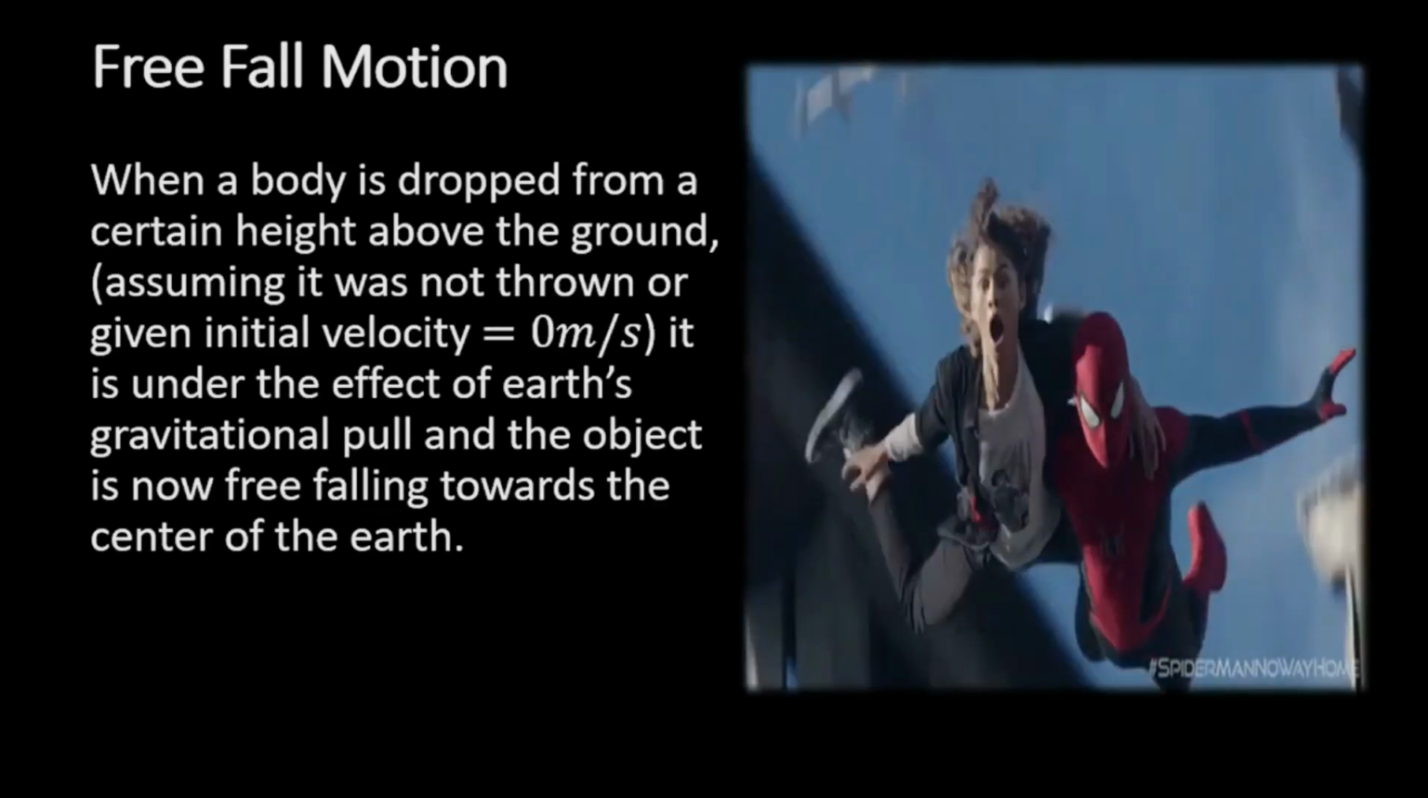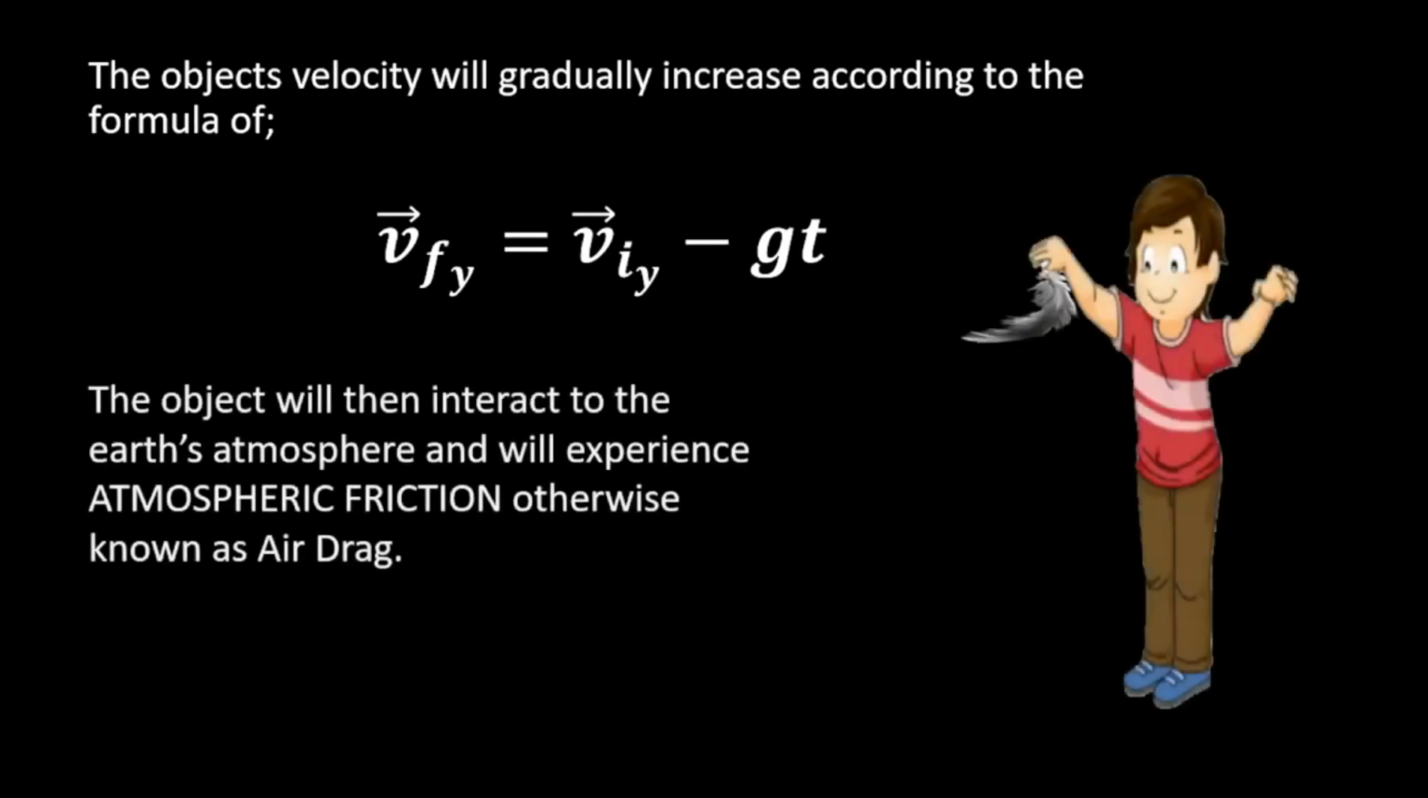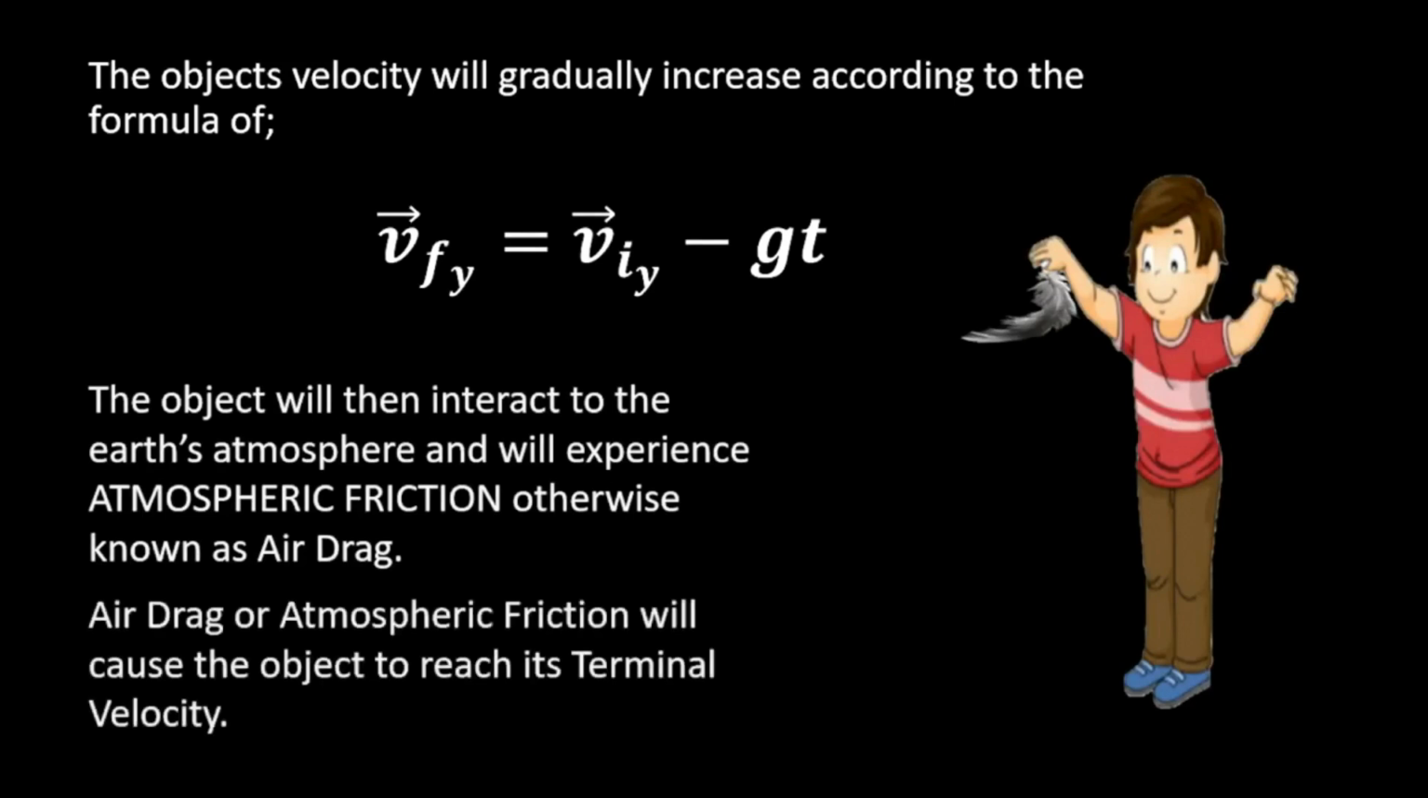The object's velocity will gradually increase according to the formula of final velocity along the y-axis is equal to v sub i along the y-axis minus gt. The object will then interact with the Earth's atmosphere and will experience atmospheric friction, otherwise known as air drag. Air drag or atmospheric friction will cause the object to reach its terminal velocity.